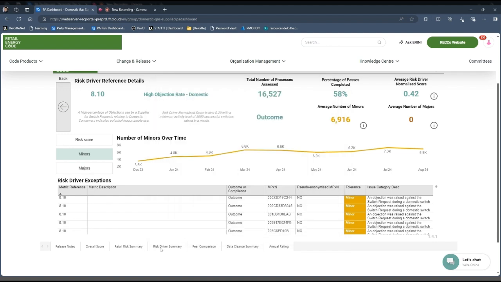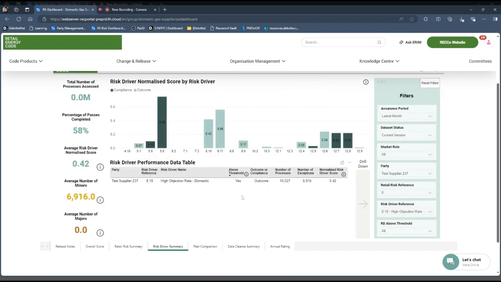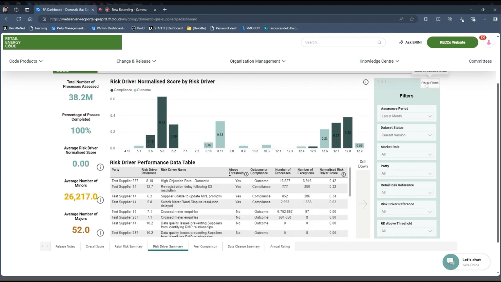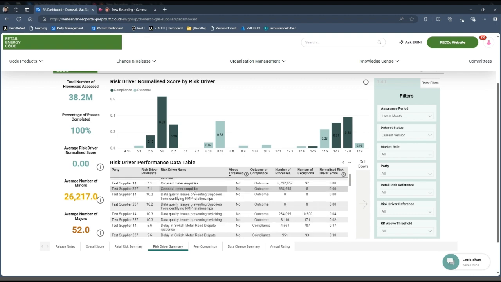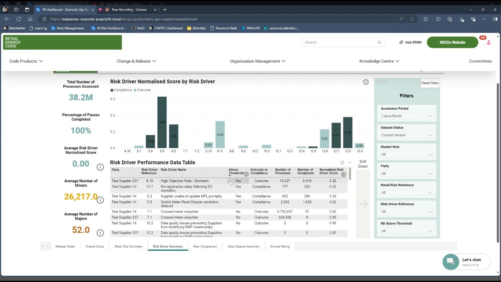Finally, I will return to the risk driver summary tab by selecting back. I will also reset the filters. I can now see every risk driver here, and I can see at the top, because this is filtered by above threshold, all those that I'm above threshold for. In this case, for my two organizations, there are 4 which are above threshold.